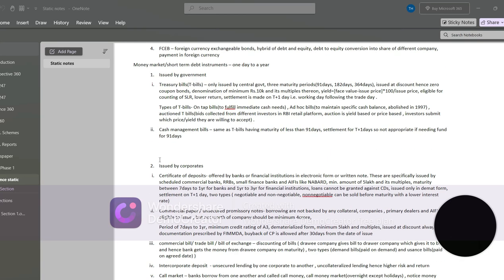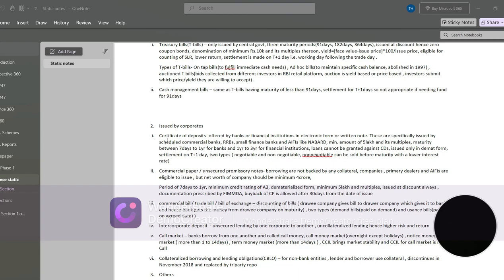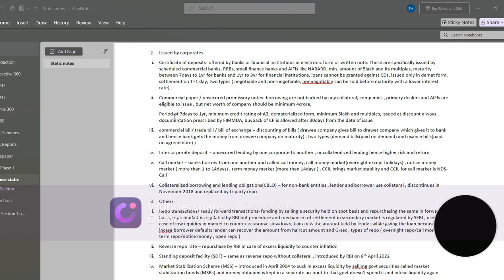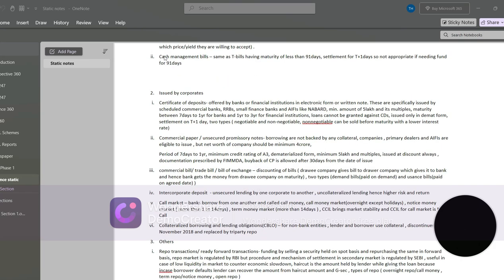Now, next kind of instruments in the money market is issued by corporates. One kind of issuance by corporates will be certificate of deposit, CDs. These are actually offered by banks or financial institutions in electronic form or written note. These are specifically issued by four kinds of participants: scheduled commercial banks, RRBs, small finance banks, and all India financial institutions. We have to remember this.